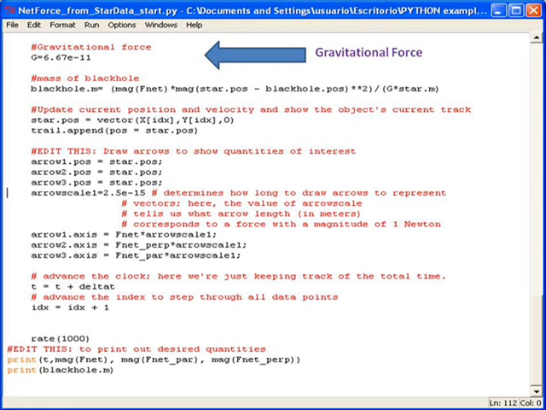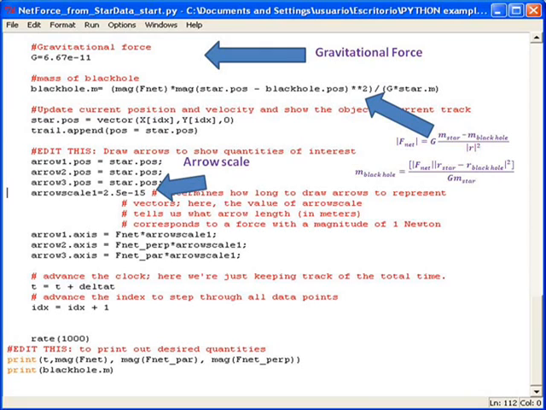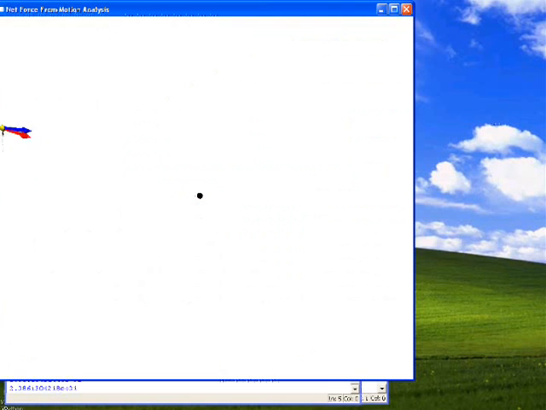I added the gravitational force to the code and the formula to find the mass of the black hole. I changed the number in the arrow scale in order to have a good view of the trajectory of the star and the forces interacting on it. And I also labeled the forces. At last, I asked the program to print the forces as well as the mass of the black hole. When we run the program, we have a good model that shows how the star orbited around the black hole.